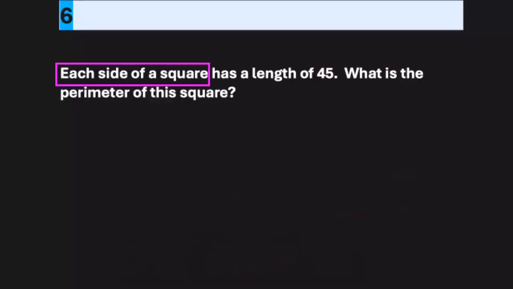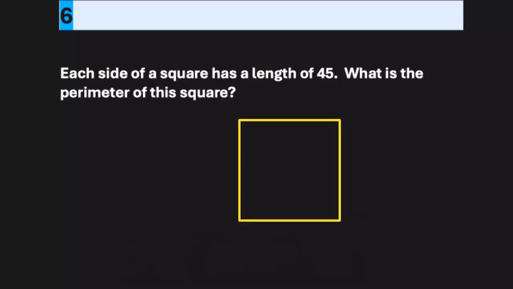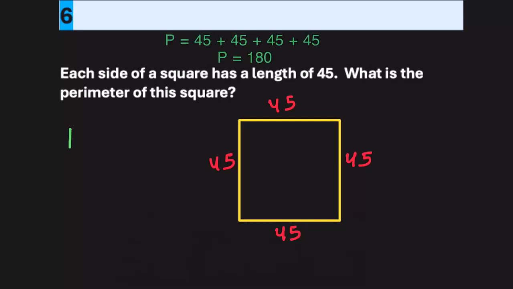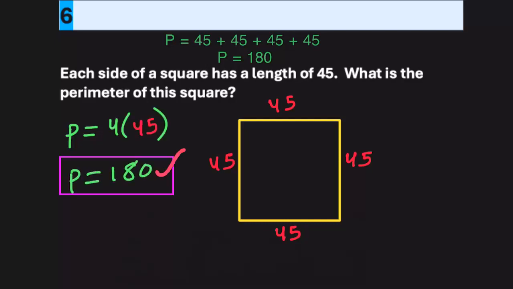Question number 6. Each side of a square has a length of 45. What's the perimeter of this square? We have a square here, and each side has a length of 45. So the question is asking for the perimeter of the square. And the perimeter is equal to the sum of all sides. Therefore, P is equal to the sum of all 4 sides. And we're going to multiply 4 times 45. And P is equal to 180. And that's the answer for question 6.